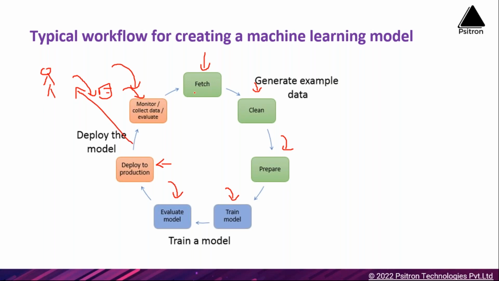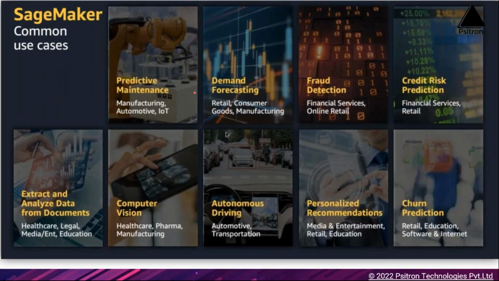So when we talk about Amazon SageMaker, it serves various different industries. Not just one single industry, starting from manufacturing, when it comes to predictive maintenance in IoT use cases, demand forecasting like retail and consumer goods, fraud detection use cases in online transactional fraud in banking systems, credit risk predictions in financial services, extracting and analyzing data from documents, I'm talking about healthcare, legal documents, education systems. It may be computer vision, autonomous driving, personalized recommendation, churn predictions, and more. You name it, whatever you want.